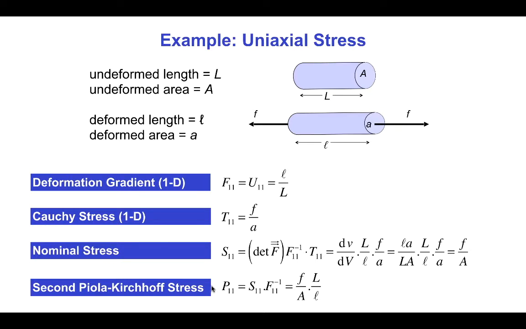The second Piola-Kirchhoff stress, the one that's symmetric and fully Lagrangian, is S11 times F11 inverse, which is f over big A times big L over little l. So you can see that this still has units of stress, and it's still related to stress, but it's just scaled by the inverse of the stretch ratio. So it doesn't have as useful an immediate physical interpretation. So why would we be interested in this unusual stress? Well, the answer is that the most intuitive strain measure is the Lagrangian strain.